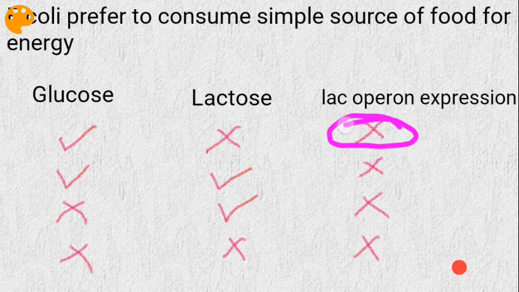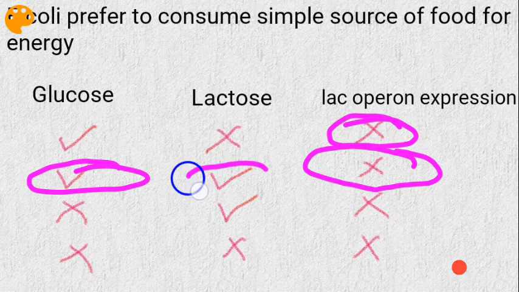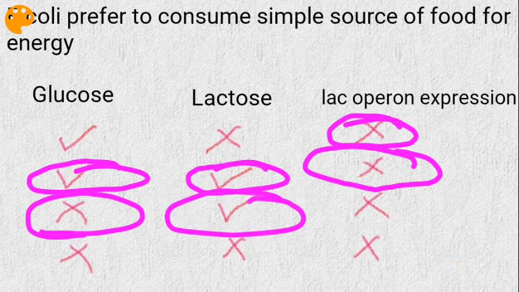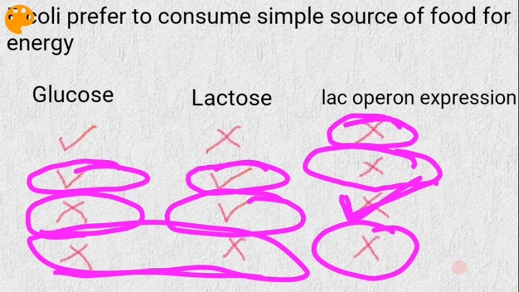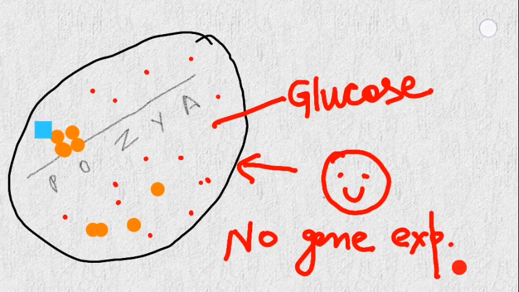The next is a simple assumption. When glucose is present and lactose is not present, then the lac operon will not express. When glucose is present and lactose is also present, then the lac operon will not express. Why? Because a simple source of energy is present. Bacteria will prefer to utilize the simple source of energy as compared to the disaccharide. When glucose is not present but lactose is present, in that case the lac operon should express. When glucose and lactose both are not present, then the lac operon should not express. So these are simple assumptions that we have made on the basis of the previous points that we have studied in the lac operon, right?